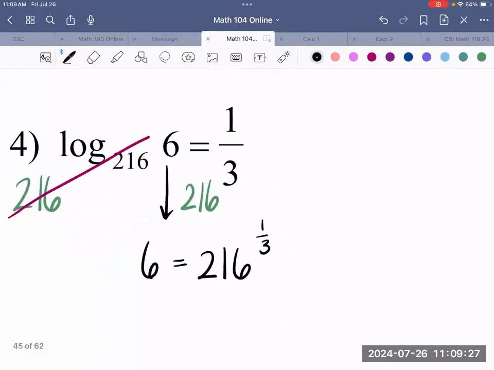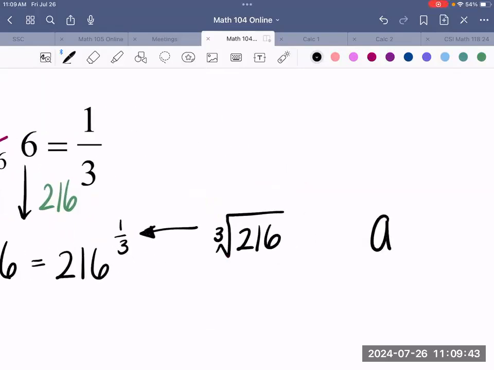Now, the reason why this is still a true statement, even though it looks unusual, is that this is actually a fractional exponent, which would be written as the cubed root of 216.